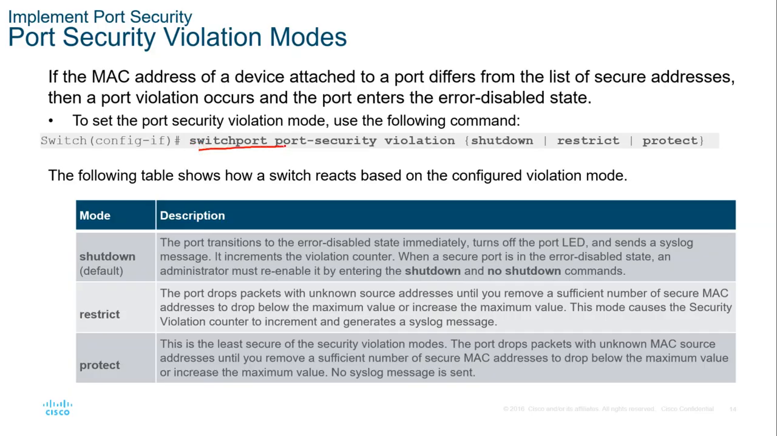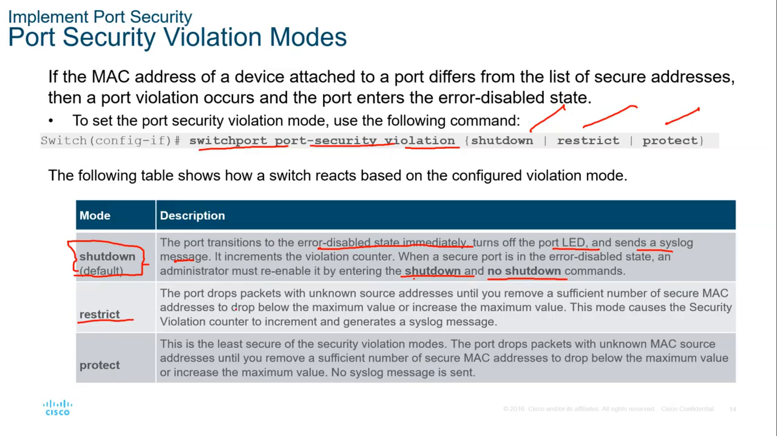So the command is here, switchport port-security violation. We have 3 modes: shutdown, restrict, and protect. They are here with the description. Shutdown is the default every time you enable switchport port-security. If the policy is violated, the port transitions to error-disabled state immediately and turns off the port LED, and it sends a syslog message notification every time the policy is violated. To rectify the issue, you have to first shut down the port and then activate it again.